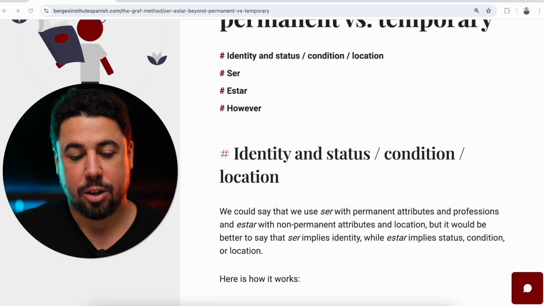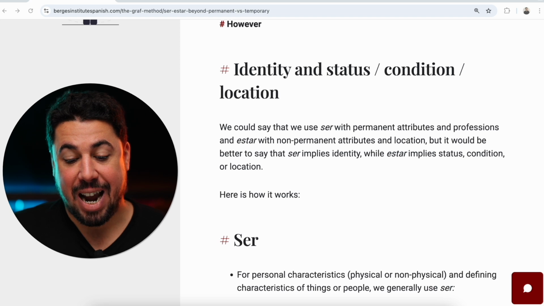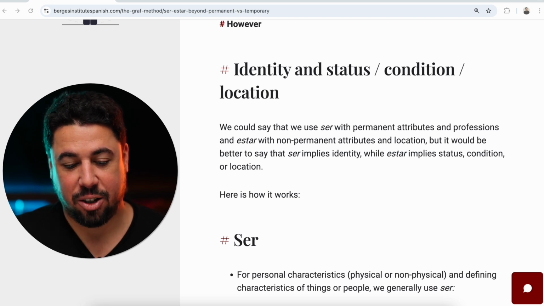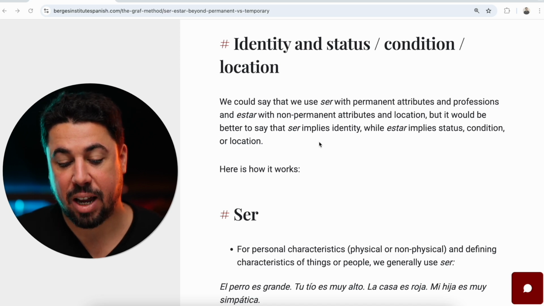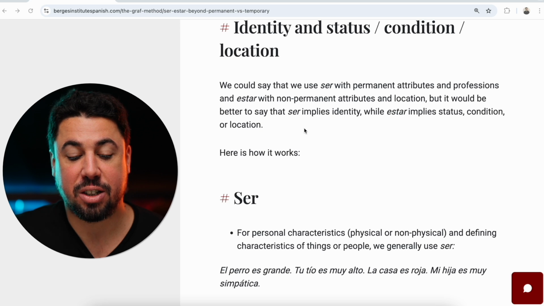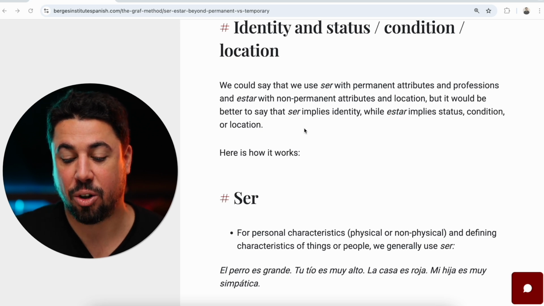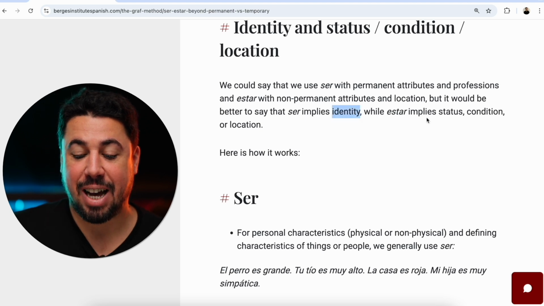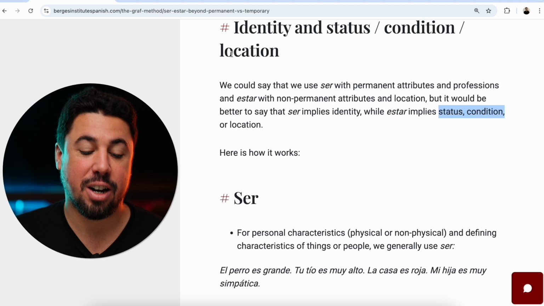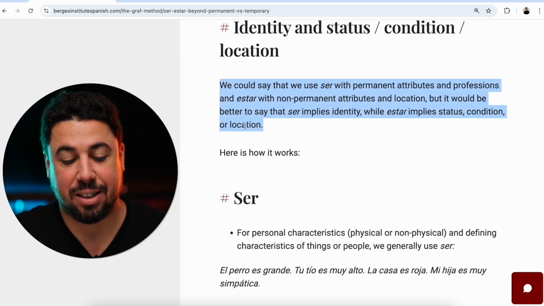And then for location, which is like a separate category, we always use estar in Spanish. So when someone or something is in some place or on some place or at some place, that's always estar. So ser, identity; estar, status, condition, location. Before we look at ser, we could say, this is basically what I just said, that we use ser with permanent attributes and professions and estar with non-permanent attributes and location. But it would be better to say that ser implies identity, while estar implies status or condition, and then also for location we use estar.